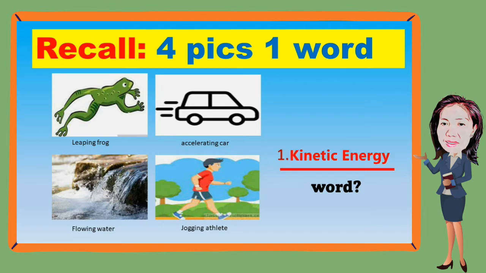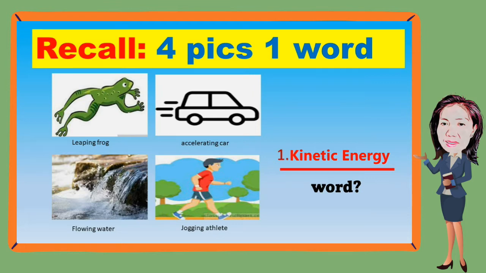Very good. So the answer is kinetic energy because we said before that kinetic energy is the energy of motion. So leaping frog, it's in motion. So therefore, a leaping frog is an example of a kinetic energy. Accelerating car, it's still in motion. Flowing water, it's in motion. Jogging athlete, for example, is still in motion. So these pictures show kinetic energy.